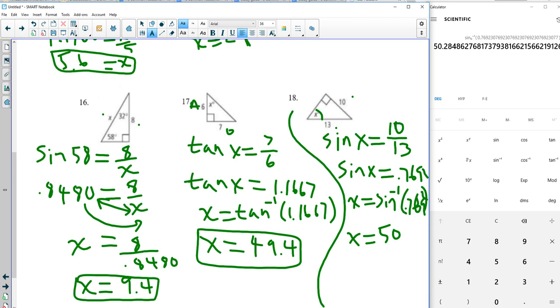So I actually would have gotten the previous problem wrong, because we're looking for the angle, and that's rounded to the tenth degree. That's incorrect. To round to the nearest degree, that shouldn't even be there. So for this problem here, the angle is 50, rounded to the nearest degree.